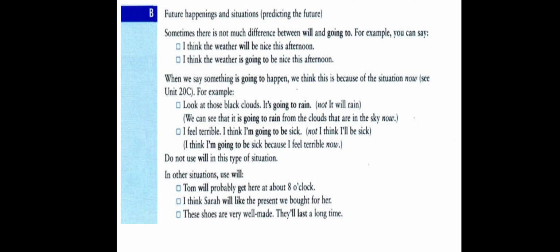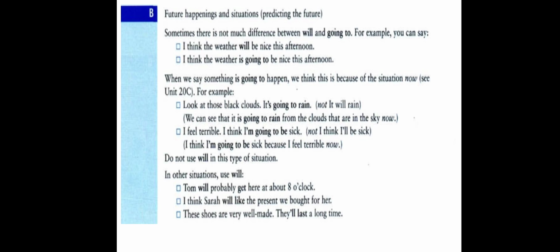In other situations, use will. For example, we have other situations here. Tom will probably get here at about 8 o'clock. This is a point of view. This is personal view, personal opinion, personal prediction without evidence. Just the person here predicts that Tom will get here at about 8 o'clock. It might not happen, so the person here gives personal prediction. So he or she uses will plus the base form. He uses will plus the base form.